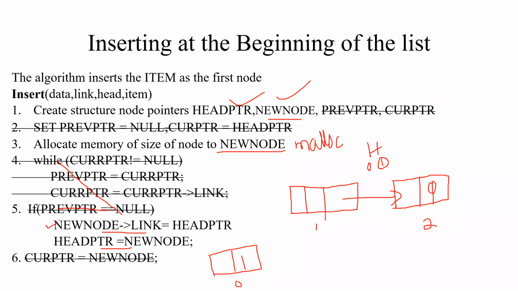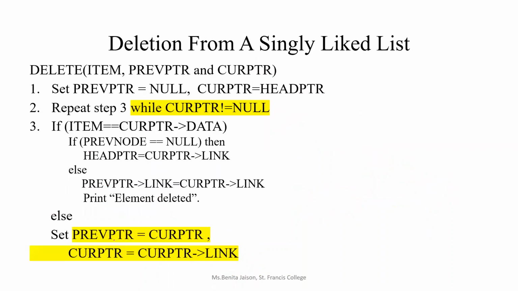New node link equal to head pointer. The current first node's address will be there in head pointer that we are copying into new node link, and head pointer is made to hold the address of the new node. So always head pointer will be having the address of the first node. This and all I had explained many times.